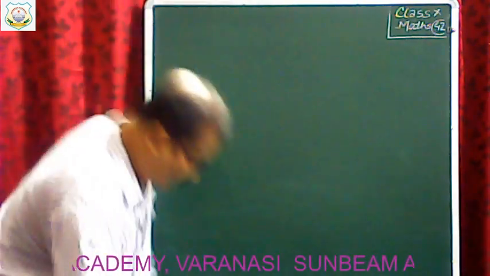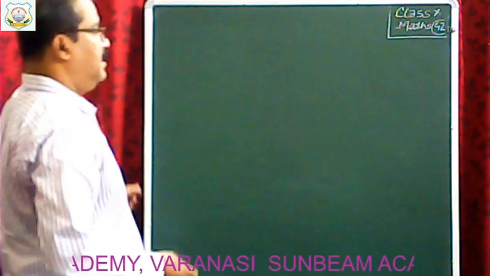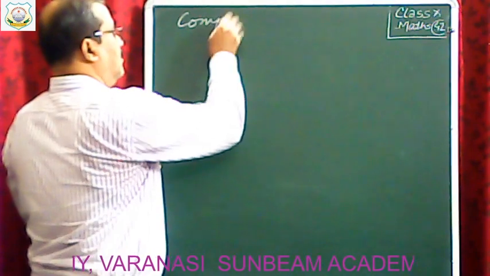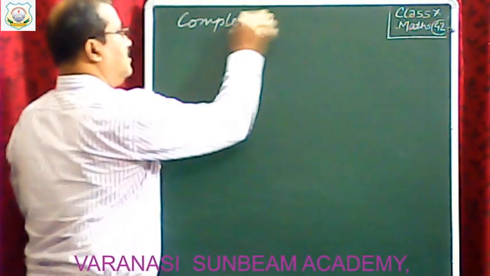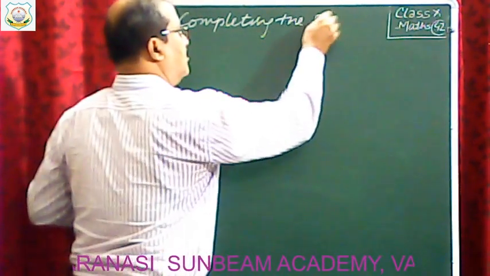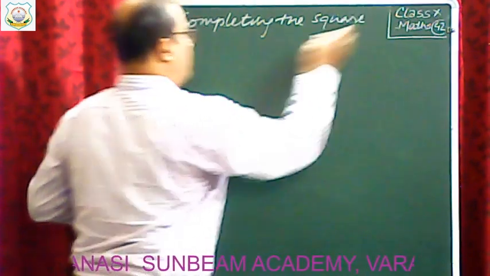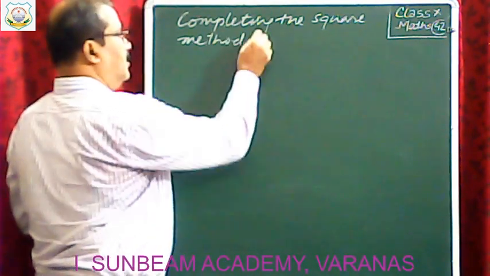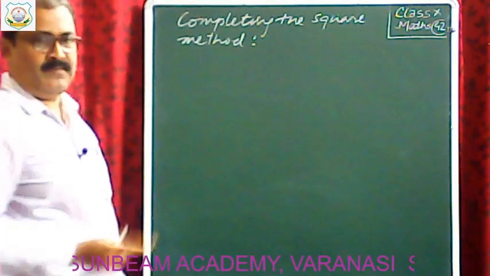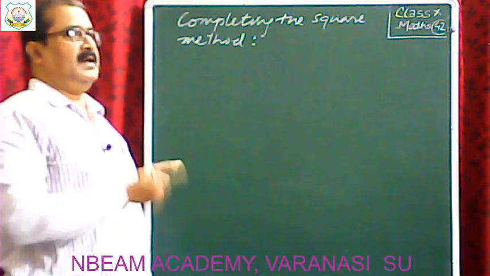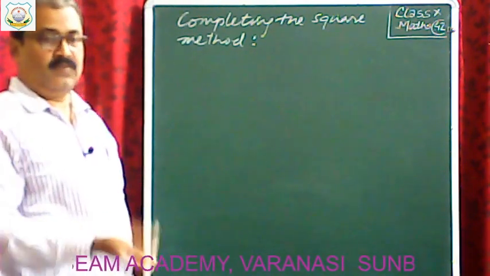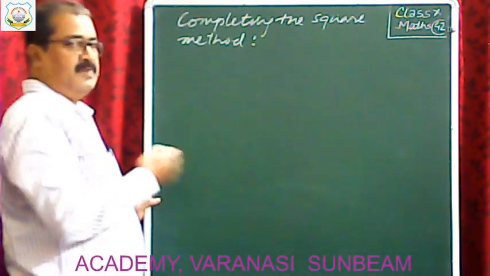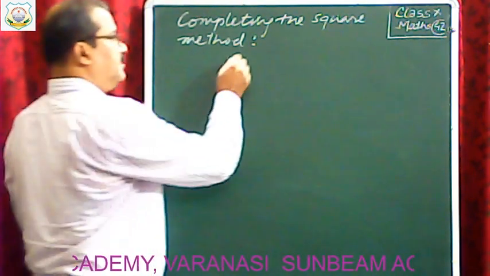So let's see the completing the square method, the steps. One method we have done, that is the factorization method, as you know. The second method is the completing the square method, and the third one is the quadratic formula. So let's see the steps of the completing the square method.